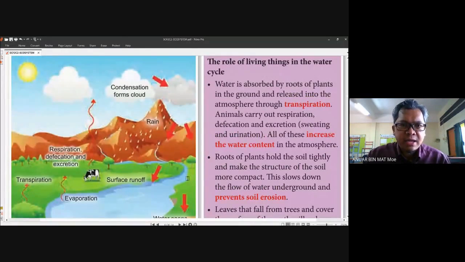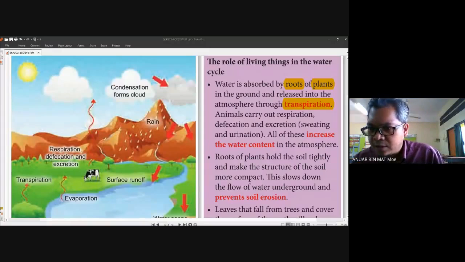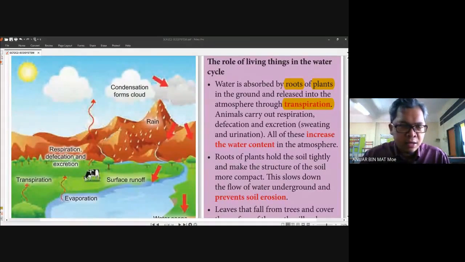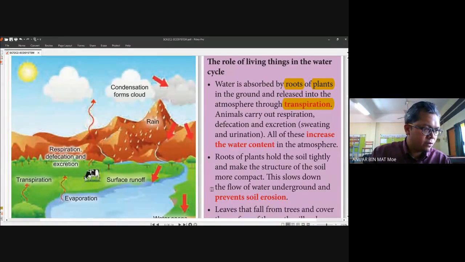Water cycle here. So again, water is absorbed by the roots and plant in the ground. Because I need to record this. This call is now being recorded. I don't know why you are stopping the recording here. How to stop you from stopping the recording?